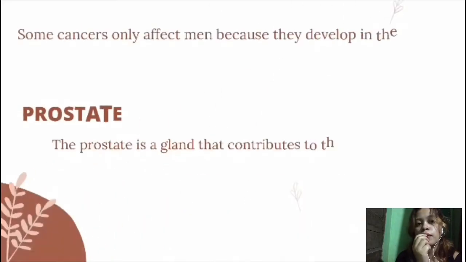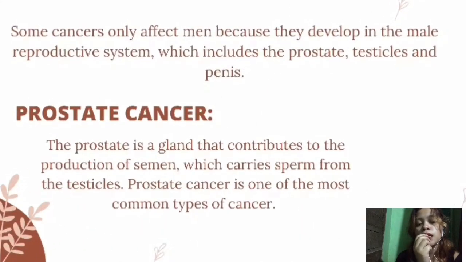Some cancers only affect men because they develop in the male reproductive system, which includes the prostate, testicles, and penis. So there are three types of male reproductive cancer: prostate cancer, testicular cancer, and penile cancer. I will be discussing prostate cancer first. The prostate is a gland that contributes to the production of semen, which carries sperm from the testicle. Prostate cancer is one of the most common types of cancer, and many prostate cancers grow slowly and are confined to the prostate gland, where they may not cause serious harm.